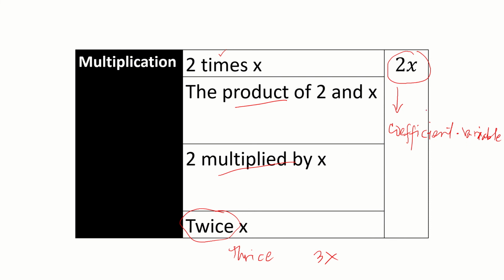So you cannot answer x2. This would be wrong. So it has to be 2x, no matter what. Even if you were told x multiplied by 2, the correct translation is 2x, because multiplication is just commutative. So remember that.